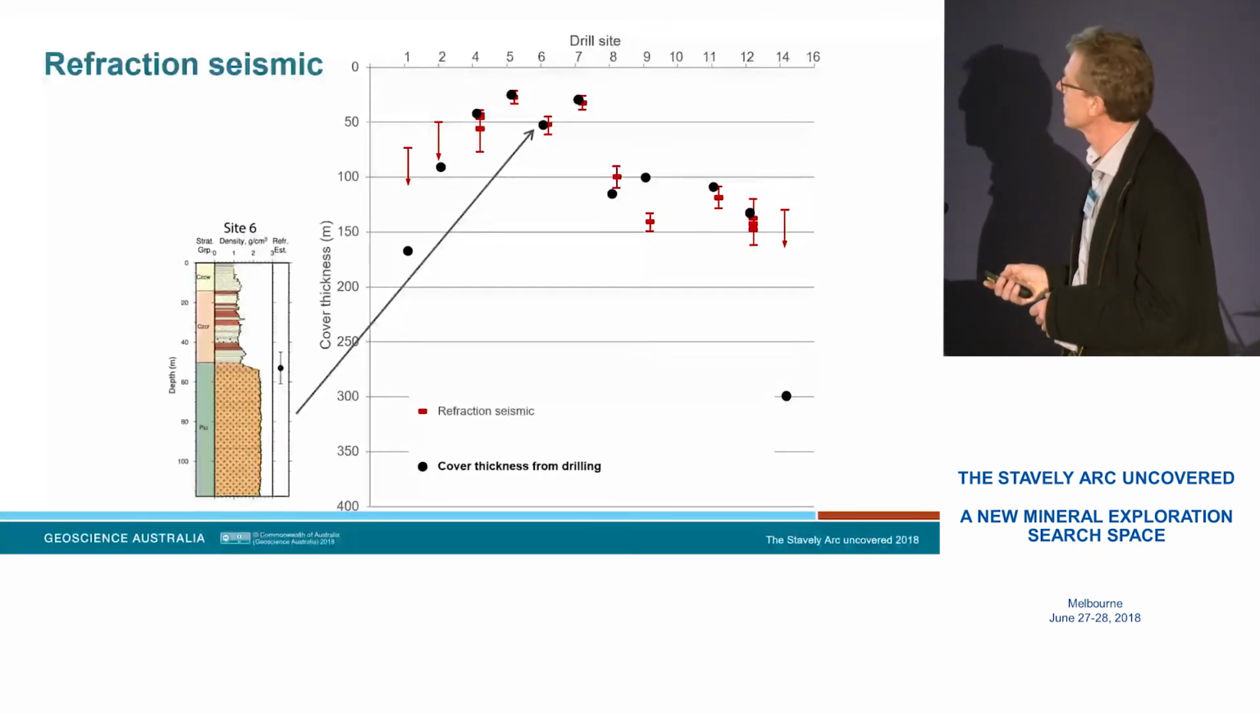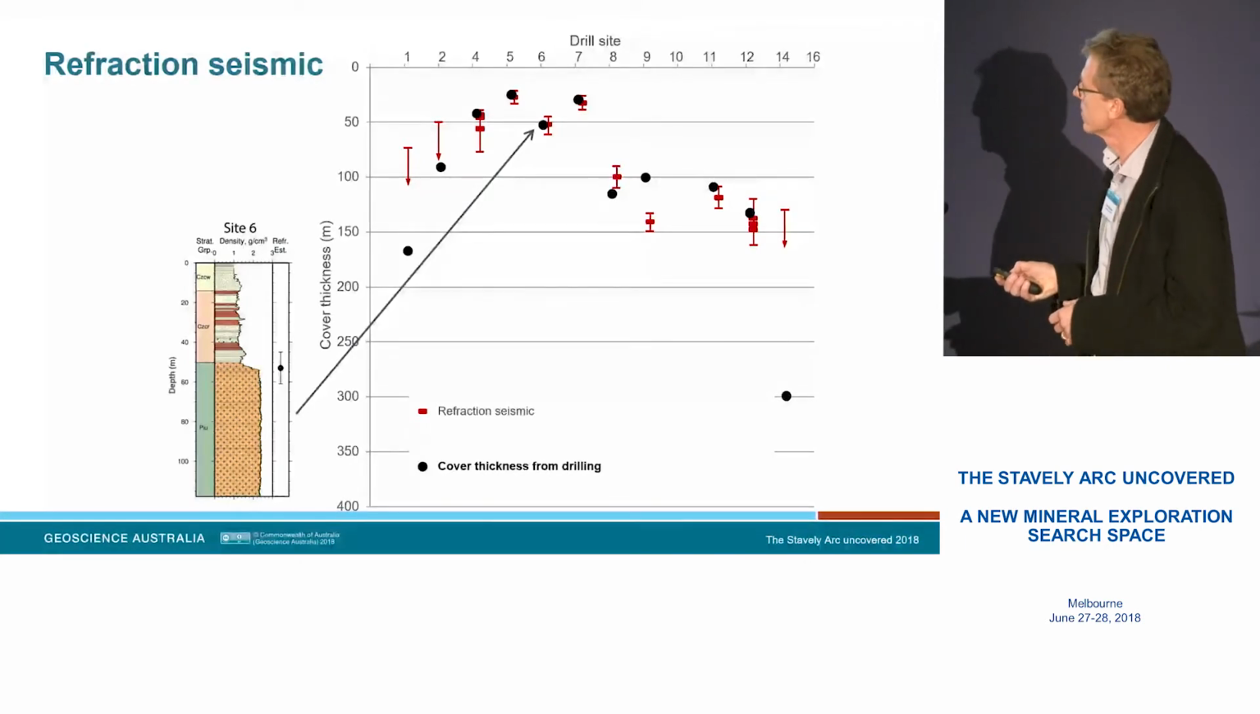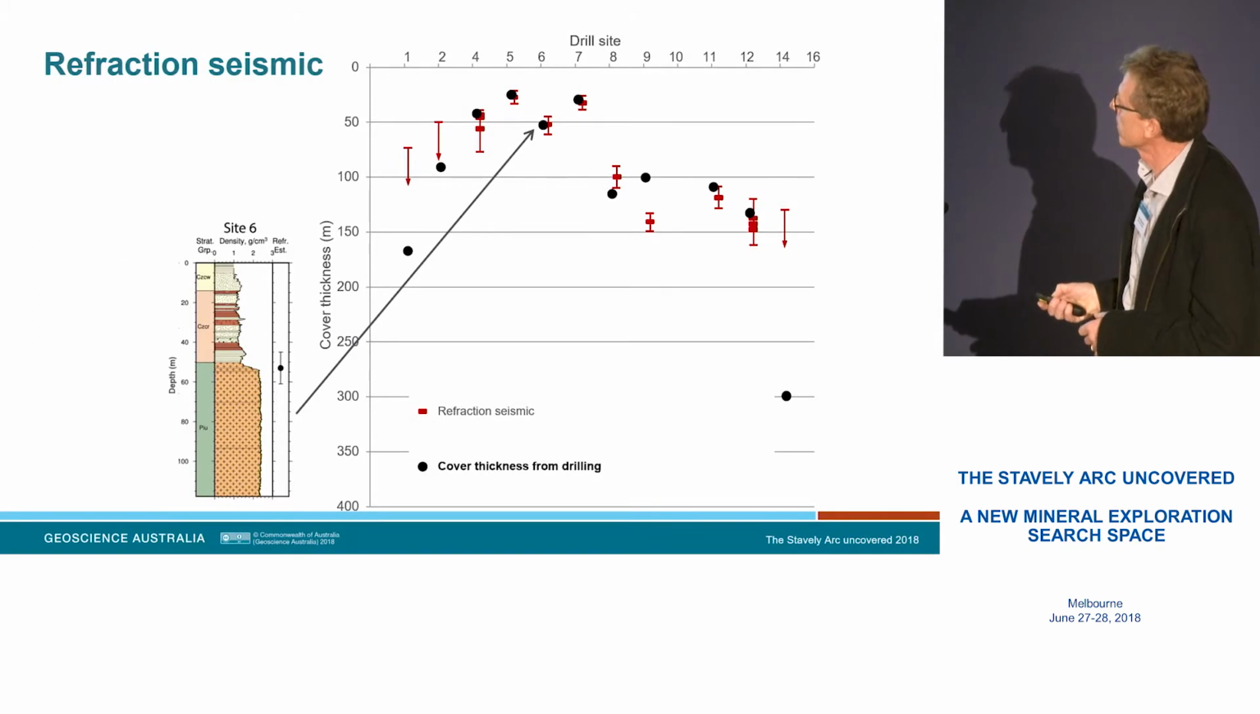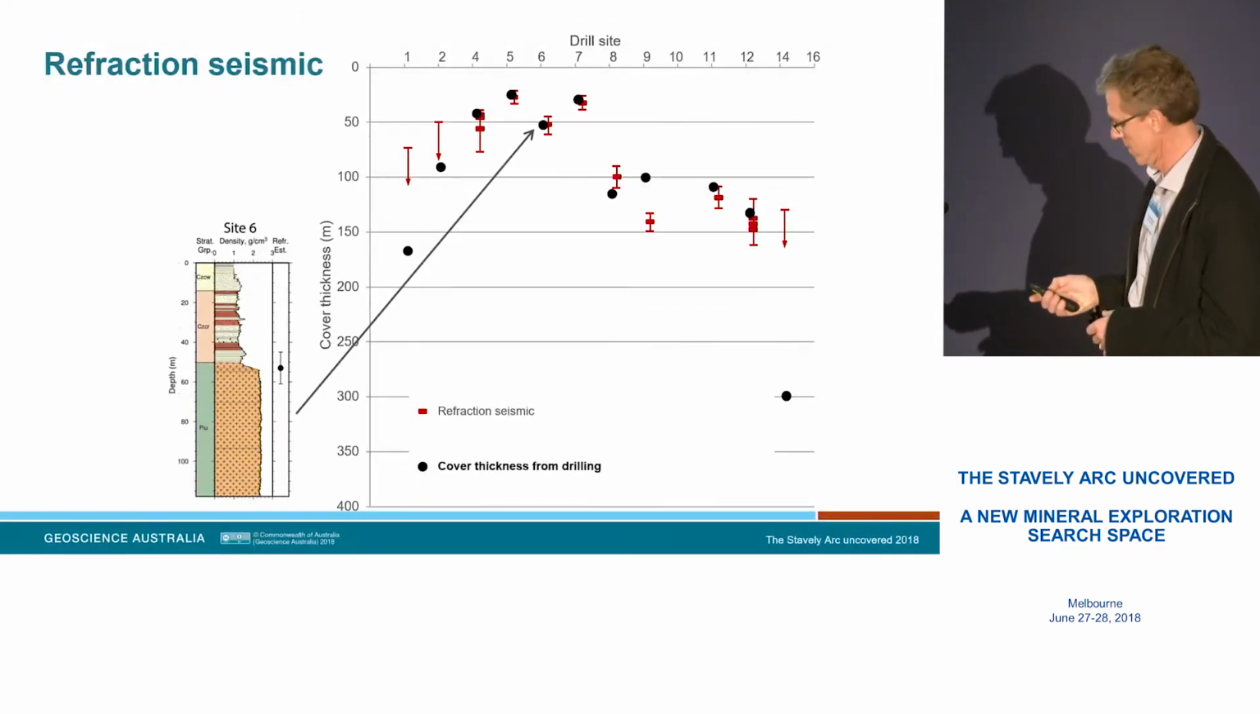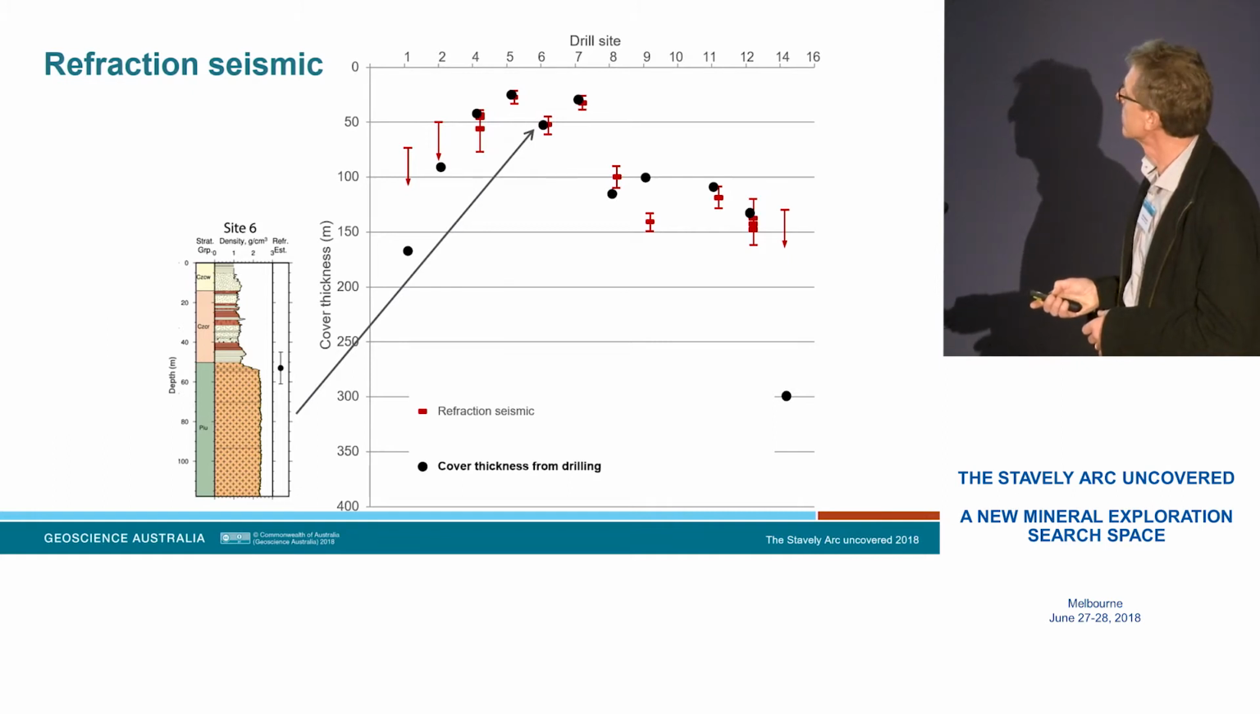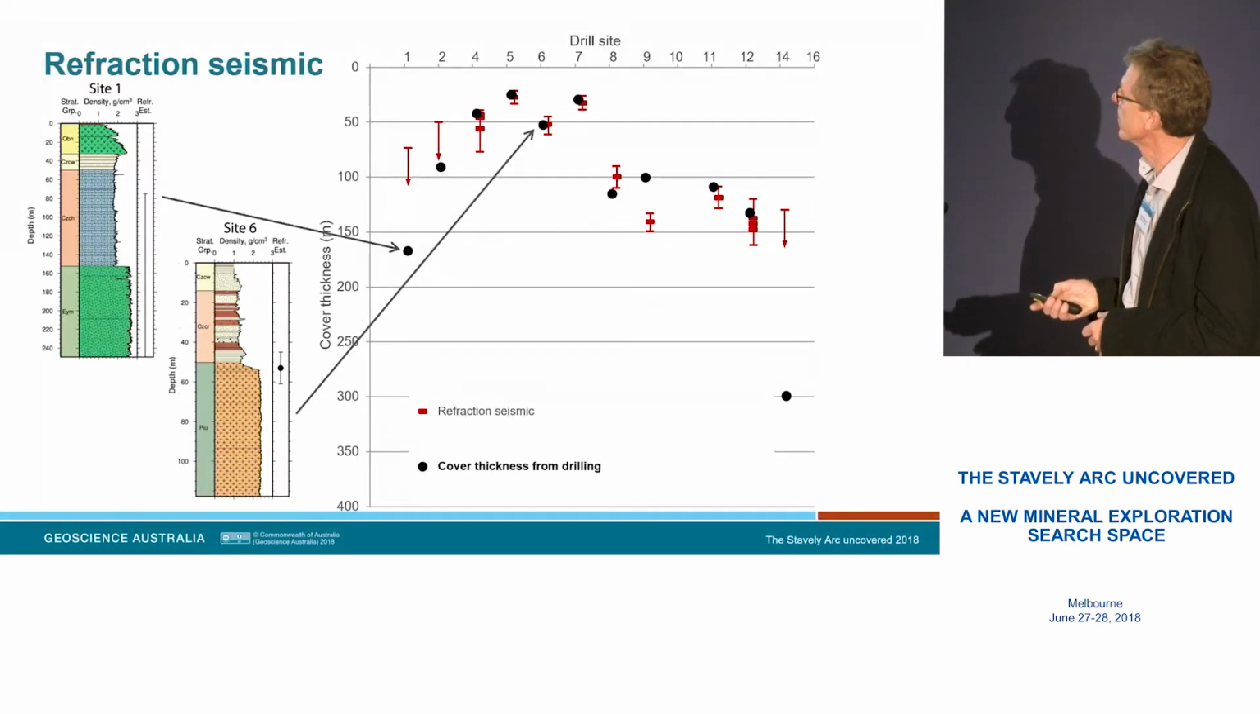Here's a site which worked, and you can see why. You've got your cover, you've got your basement. In this case, this is a density profile from the wireline logging, which you can use as a proxy for seismic velocity. You can see at the top of basement there's a major jump, and that's what you're picking up with your refraction result. So that's good.